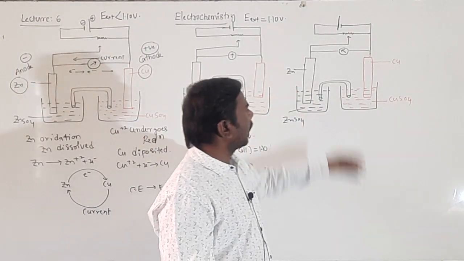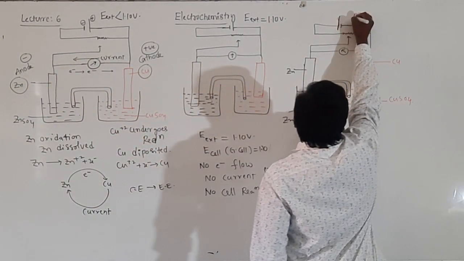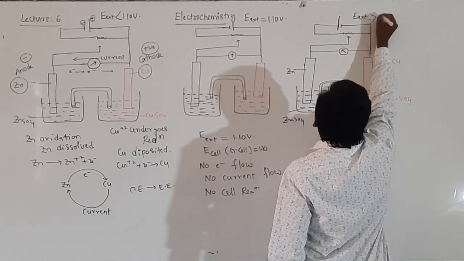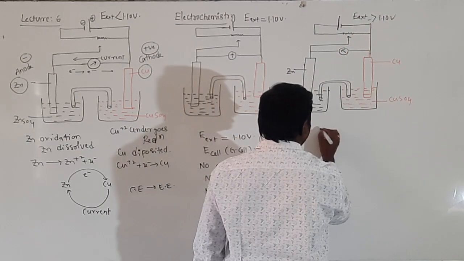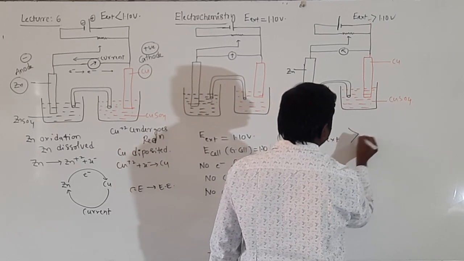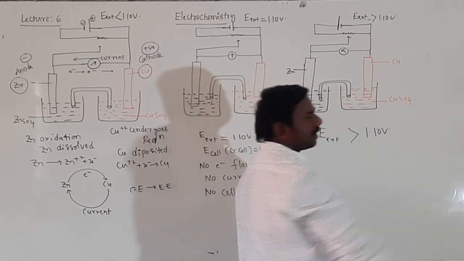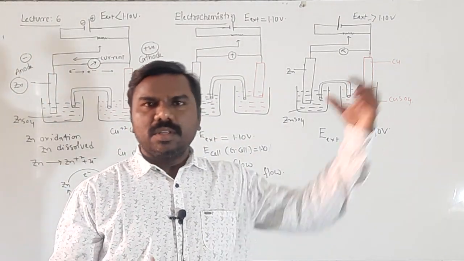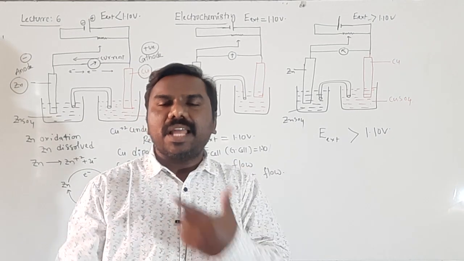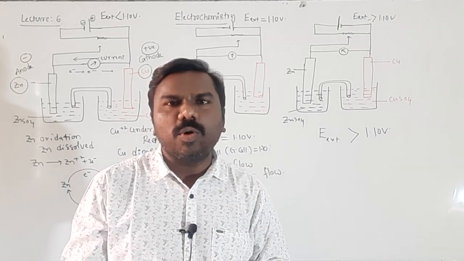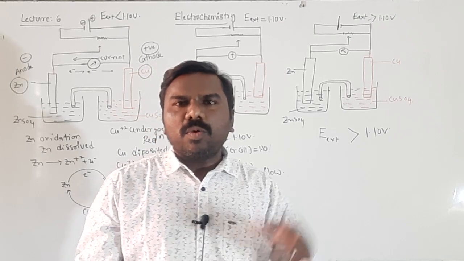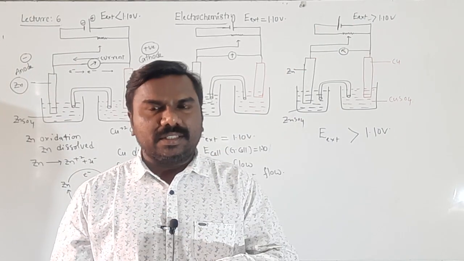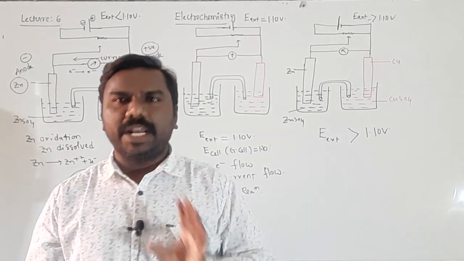Next, here the E external will be greater than 1.10 volts. The produced voltage is only 1.10, and the applied voltage is greater than 1.10. It means more voltage is being applied, and more voltage applied means the cell will work, but in the opposite direction.